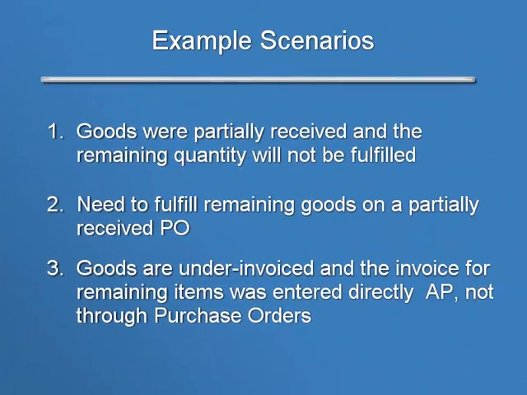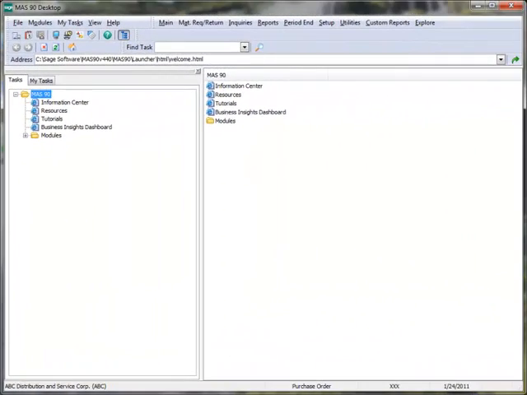So here are the 3 scenarios. In the first, goods are partially received and the remaining quantity will not be fulfilled. In the second, we need to fulfill remaining goods on a partially received PO. And in the third, goods are under-invoiced and the invoice for remaining goods was entered directly through accounts payable and not through purchase orders. So let's jump right in and get started.